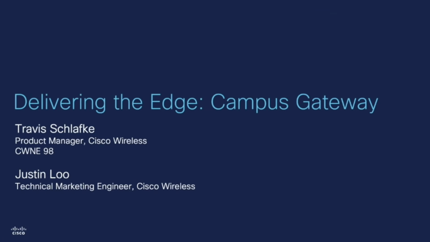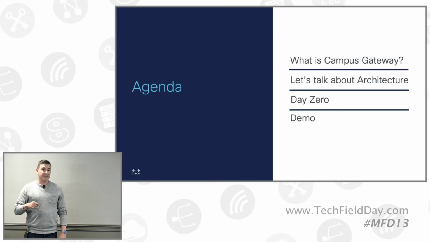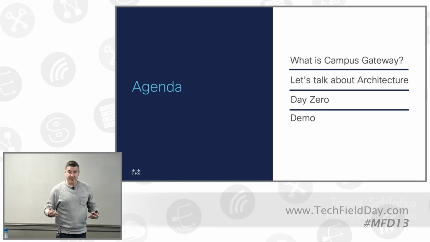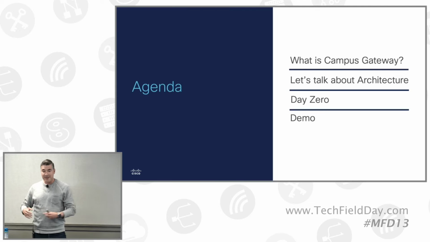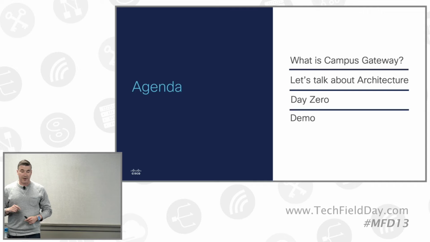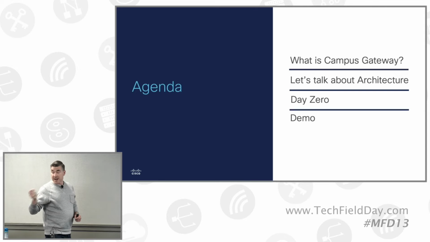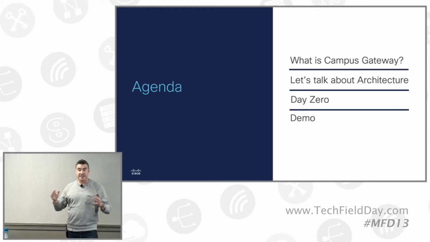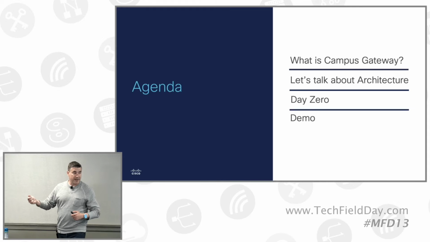But we're going to talk a little bit about Campus Gateway today, a new product that we're launching here very soon. On the agenda, we're going to split this into two sections. I'm going to talk a little bit about what Campus Gateway is, why we built this, and reset the problem statement so everybody understands. I don't think I'll have to go too deep on that for this audience. Then I want to talk a little bit about the architecture. Once we get through that, I'm going to hand off to Justin. Justin's going to go through some day zero stuff, the flow of how to get this thing in the dashboard, and then he's got some cool demos for you.